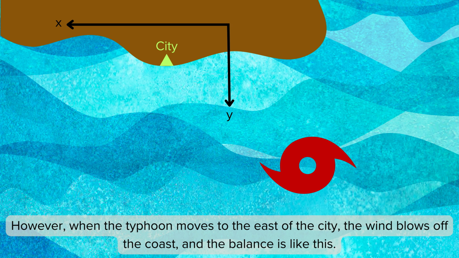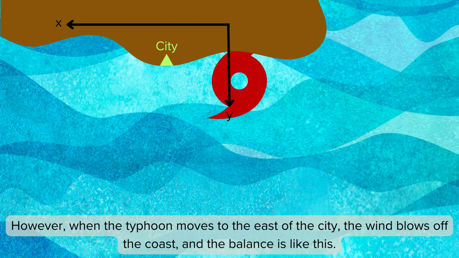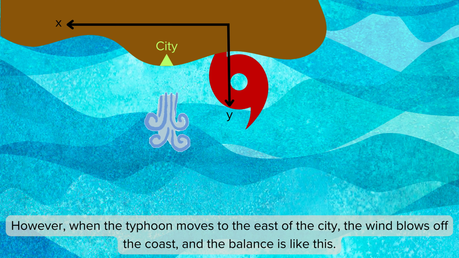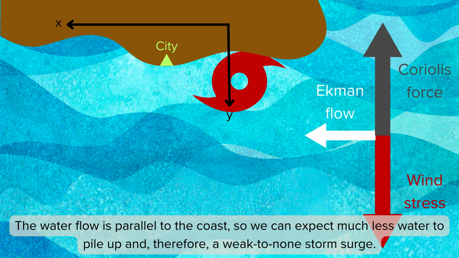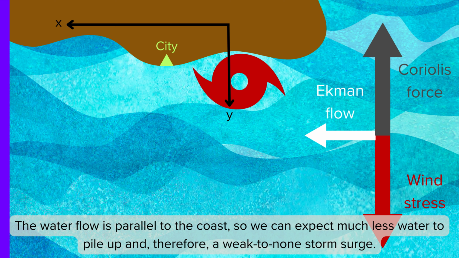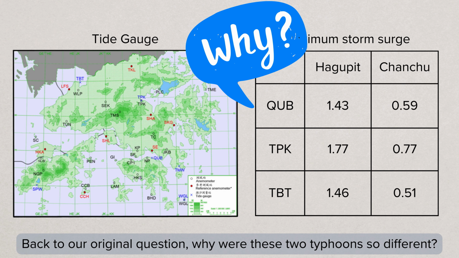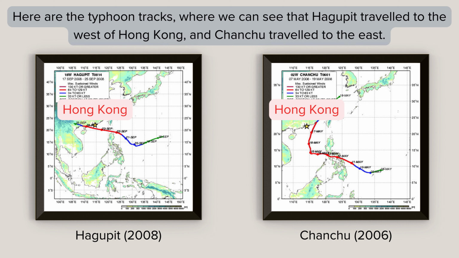However, when the typhoon moves to the east of the city, the wind blows off the coast, and the balance is like this. The water flow is parallel to the coast, so we can expect much less water to pile up, and therefore a weak to non-existent storm surge. Back to our original question, why were these two typhoons so different? Here are the typhoon tracks, where we can see that Hagupit traveled to the west of Hong Kong and Zhengzhu traveled to the east.